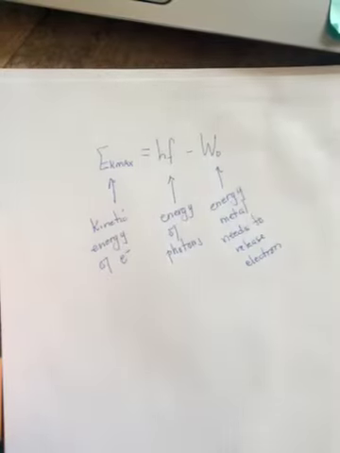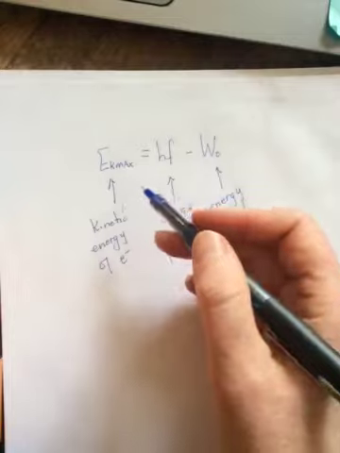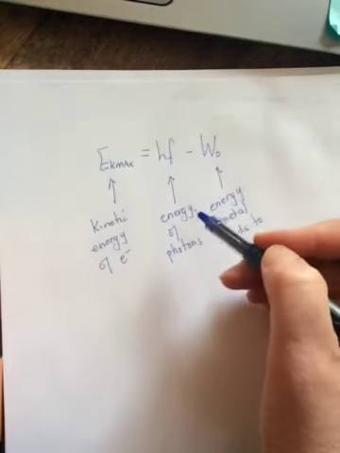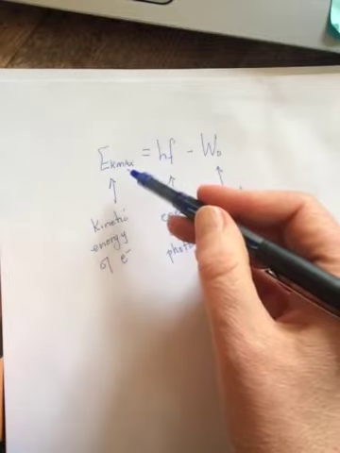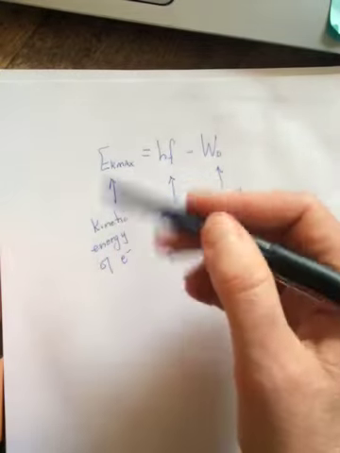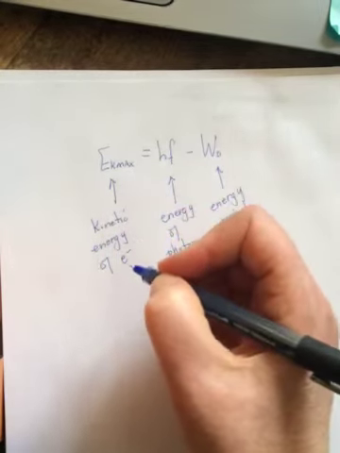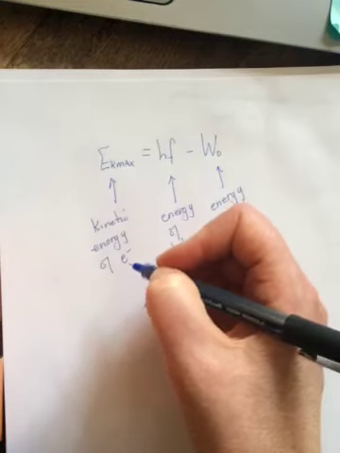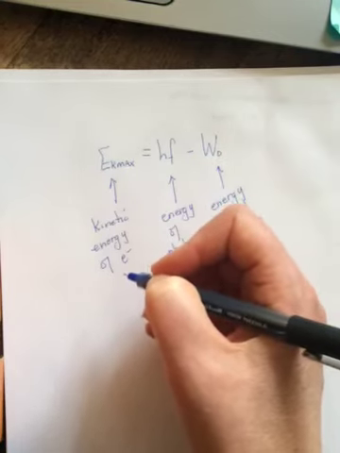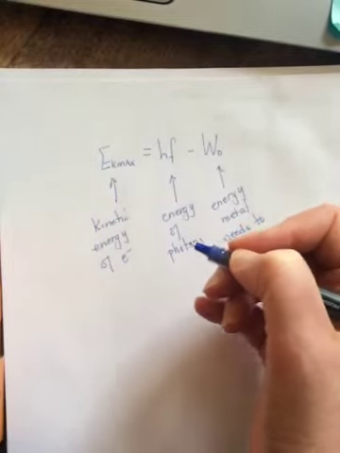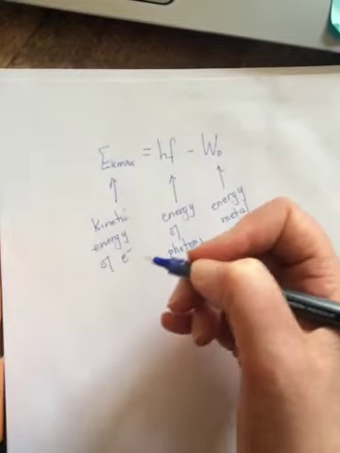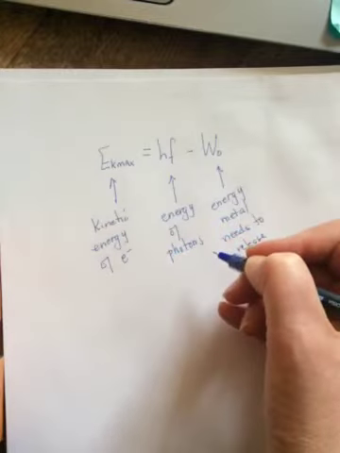Okay, so where we left off was that EK max was equal to HF minus WO. And EK max was the kinetic energy of the electrons that were being released from the photosensitive surface. You will see them referred to in questions as photoelectrons, and that simply means it's the electrons released as a result of the light hitting the photosensitive surface.